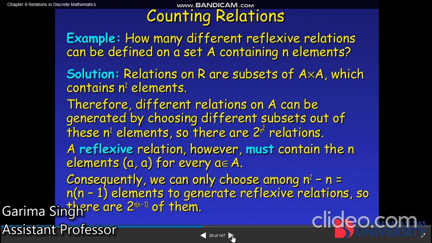So there are 2 to the power n minus 1 of them. What is the meaning of this? Here we are calculating the number of elements that we can choose our relationship from. If there is a reflexive relation, in any matrix the reflexive relation only involves the elements that lie in the diagonal. So if there are n elements in a matrix, there are n diagonal elements. So you only have to choose between those n. You have to choose your relationship.